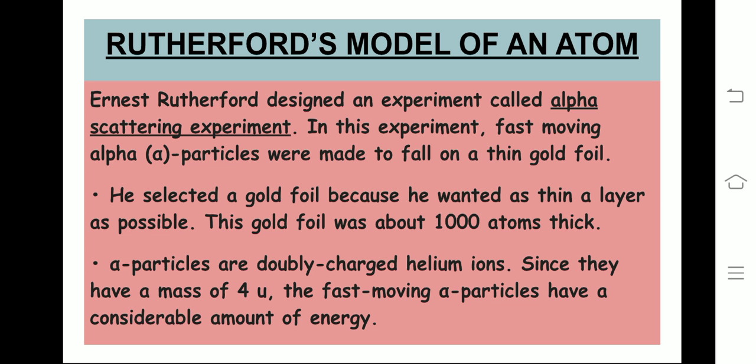He selected a gold foil because he wanted a layer as thin as possible. This gold foil was about 1000 atoms thick. What are alpha particles? Alpha particles are doubly charged helium ions. Since they have a mass of 4 units, the fast moving alpha particles have a considerable amount of energy.